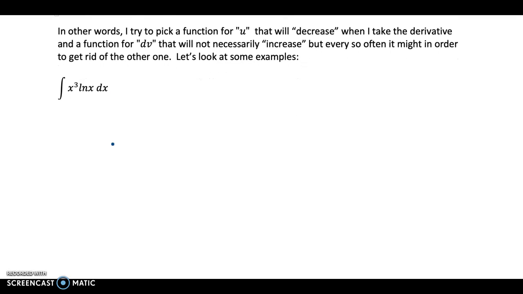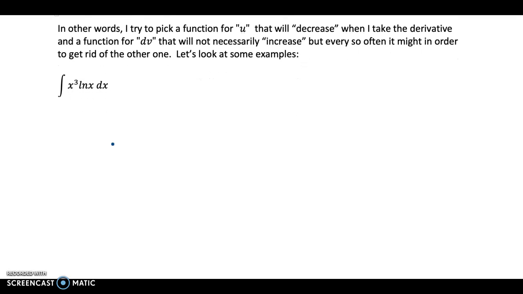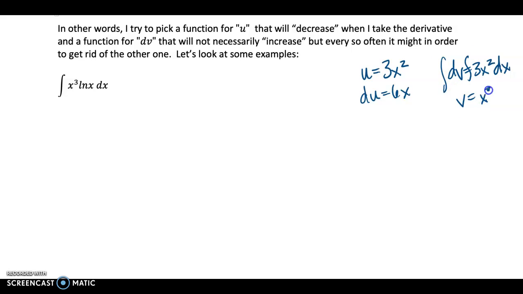So this is how I explain it. I try to pick a function u that will decrease, meaning if I take the derivative, it's going to eventually go away. For example, an algebraic expression like 3x squared. If I choose that for my u, then my du gets me 6x. So it decreased. It got me a simpler function. Whereas if I would have made my dv equal to 3x squared dx, then when I do the antiderivative, I'm going to get v equals x to the third, which just made this bigger. So we want to choose the right functions to work for us.